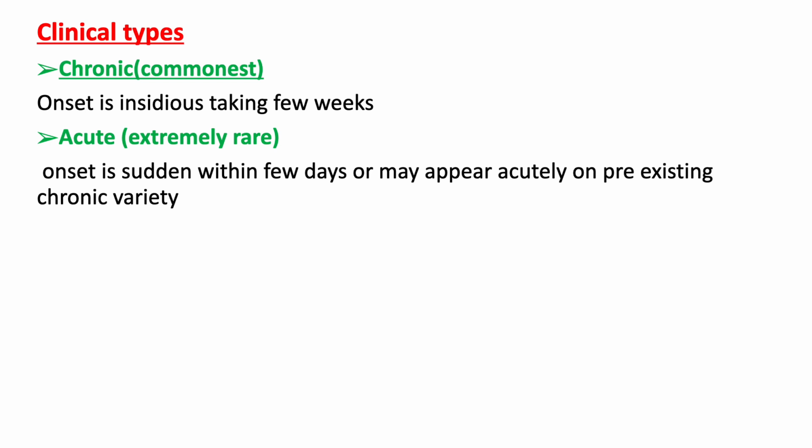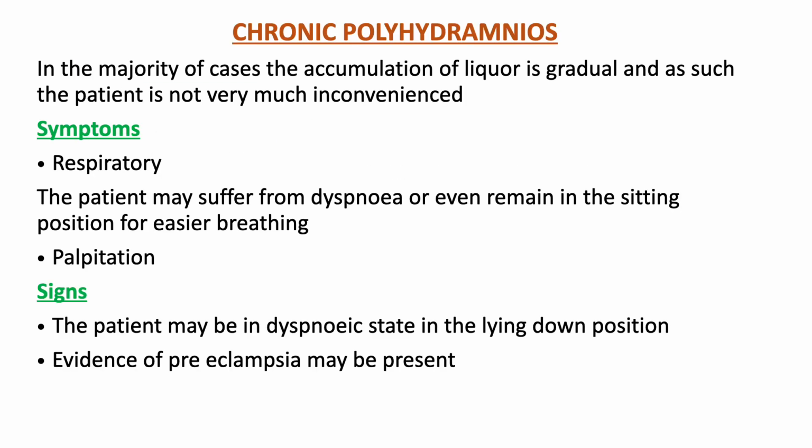So these are the two types which have been described under hydramnios, that is chronic and acute. First we will discuss the first type, that is chronic polyhydramnios. As I've said, it is one of the commonest conditions compared to acute polyhydramnios. In the majority of cases, the accumulation of liquor is gradual and as such the patient is not very much inconvenienced here.